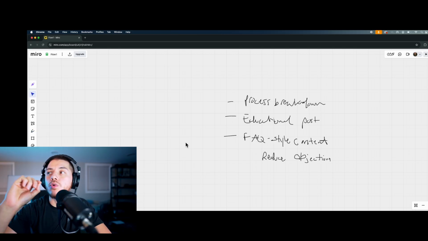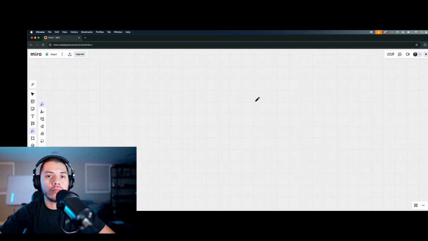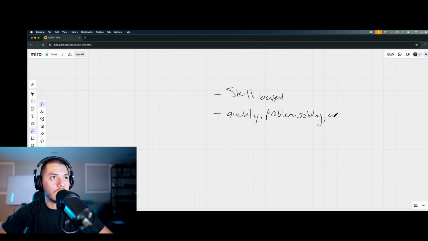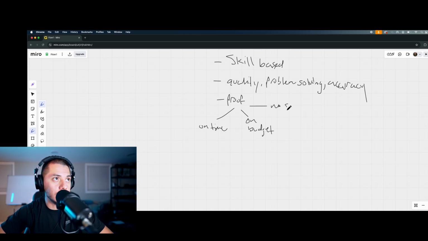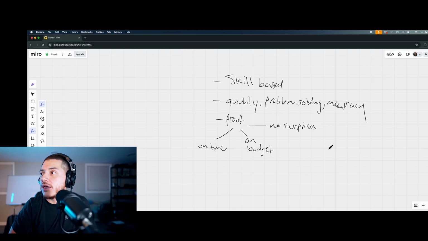Now we're going to move on to identifying the credibility angle. Do you have any reviews that mention anything about being skill-based? Maybe they mentioned something about quality, problem solving, or accuracy. And then some of my favorites will be proof. So that would be more like on time, on budget, there were no surprises. If they mention something like the quality was better than expected, then that's your credibility right there. That becomes authority building content that positions you as a trustworthy expert. So now you can use this credibility angle to create social proof content, authority content, and also project recap content with credibility hooks.